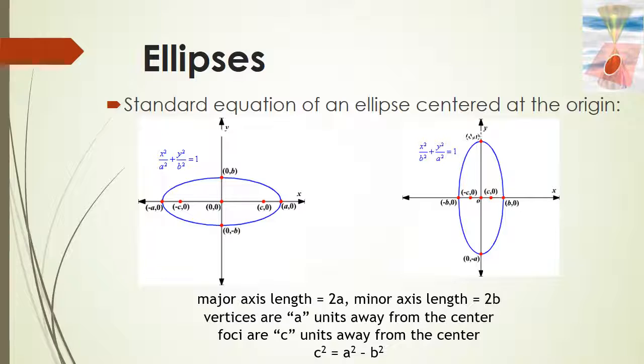The major axis length is 2a, and the minor axis length is 2b. So a is the center to the end of the major axis, as I said, and b is the center to the end of the minor axis. The foci are c units away from the center. So center to foci would be c, and we have an equation that relates a, b, and c, and that equation is c squared equals a squared minus b squared.